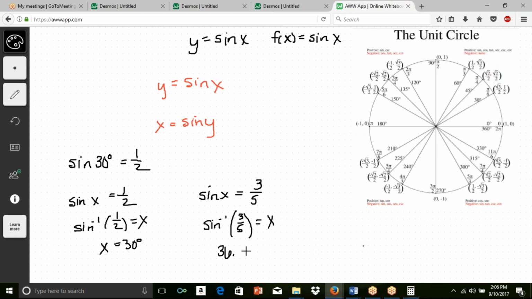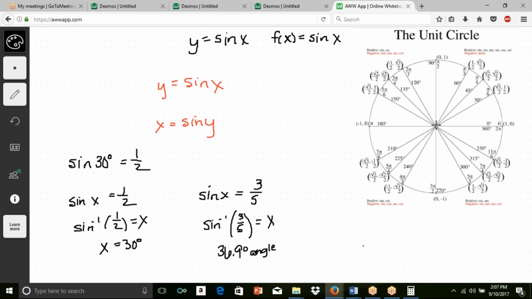36.86. So this is going to be a 36.9-degree angle, right? That's how we can do that. Okay, but now I know you're going to sit there and say, well, yes, but that 3/5 would not only be in the first quadrant, but sine is also positive in the second quadrant. So I have another angle over here, right?